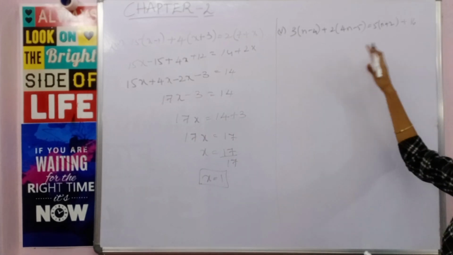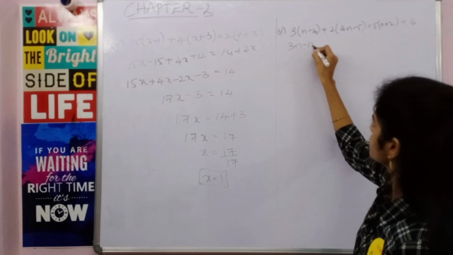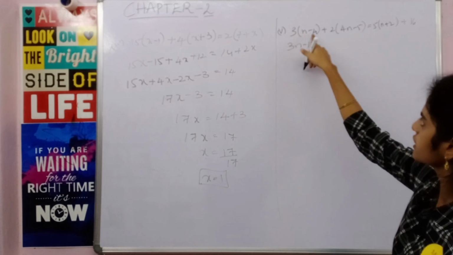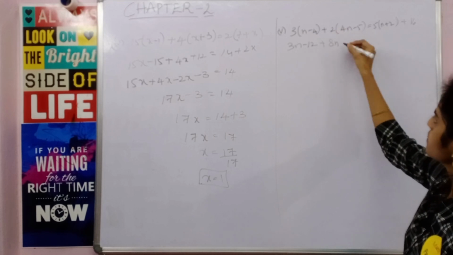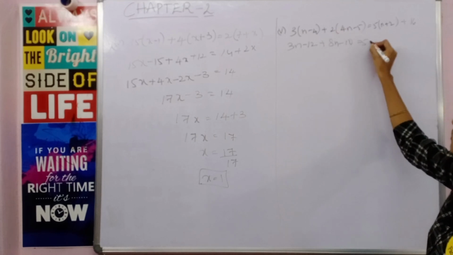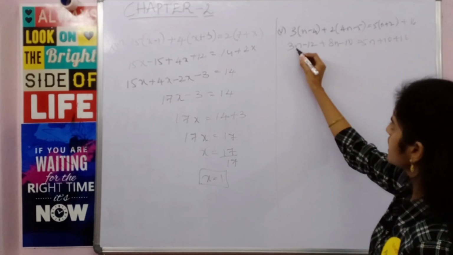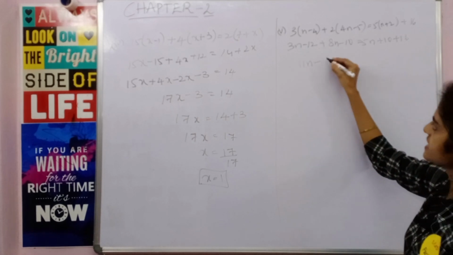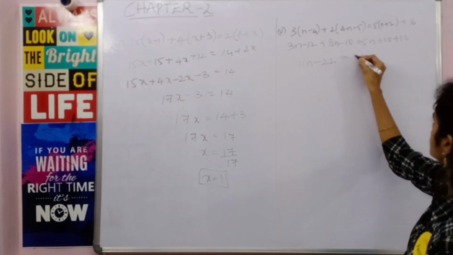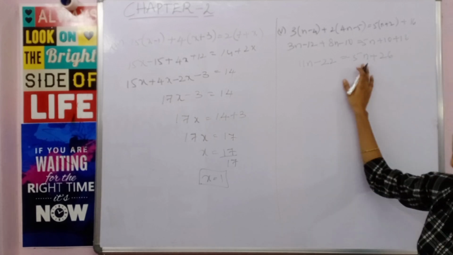Here also firstly let us solve the LHS and RHS. So this is 3n minus 12. Okay, so 3 into n is 3n, 3 into 4 is 12. Plus 2 into 4 is 8n minus 10 equal to 5n plus 10 plus 16. Okay, now solving you have 3n plus 8n is nothing but 11n, minus 12 minus 10 is minus 22, equal to 5n plus 26.